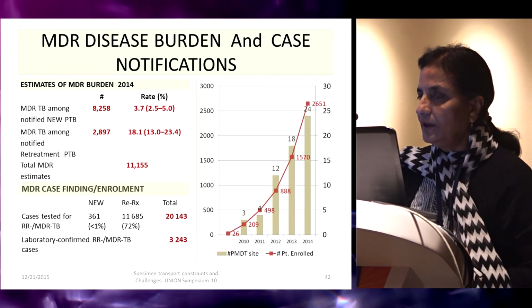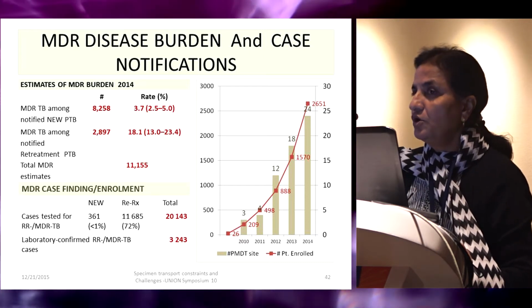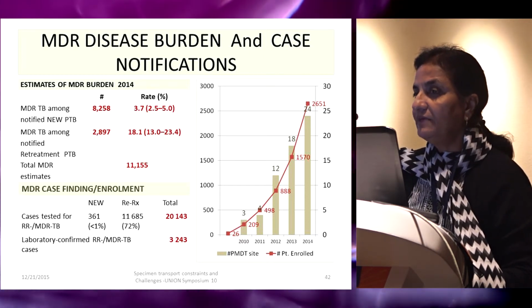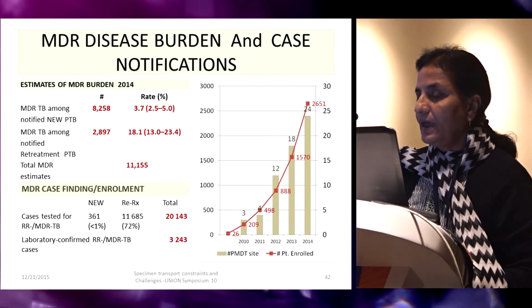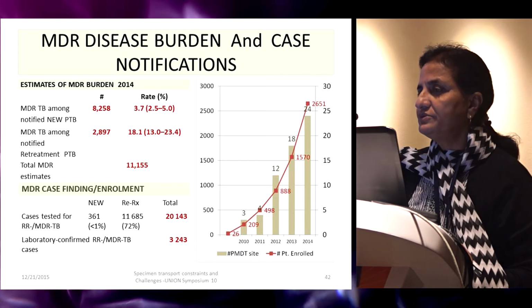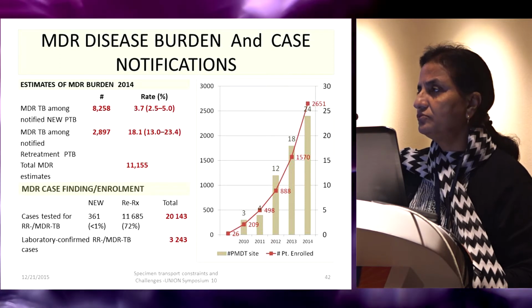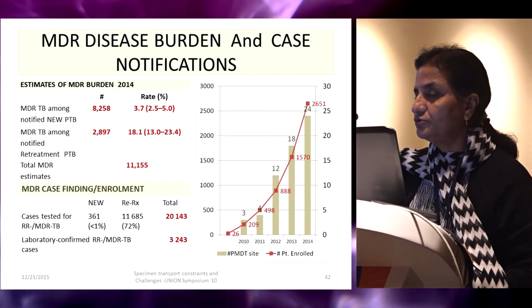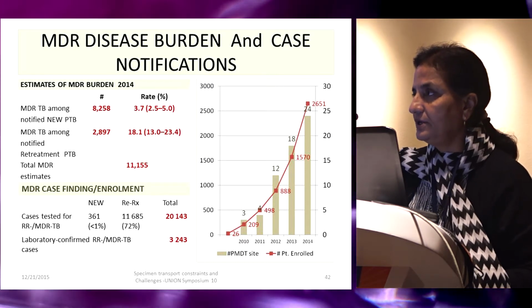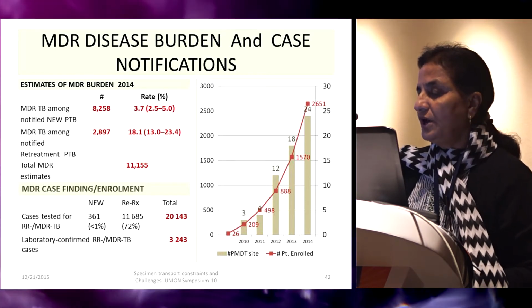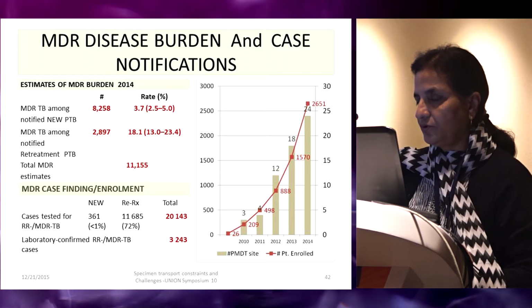Coming to the MDR, among the cases notified in year 2014, we had an estimated 11,000 MDR cases in this population. And programmatic management of drug-resistant TB started in year 2010 in Pakistan, and by the end of year 2014, we had 24 sites offering programmatic management of drug-resistant TB. In year 2014 alone, 2,651 MDR TB cases were enrolled on treatment.